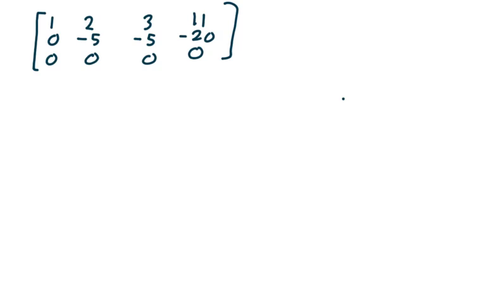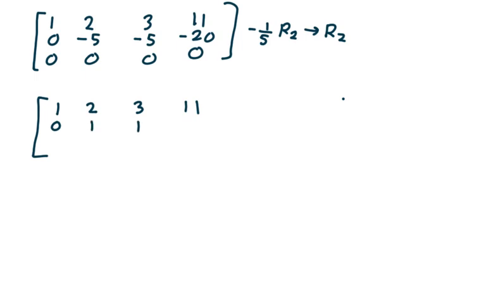Now, I'm going to take negative 1/5 row 2 and put the result back into row 2. This puts the matrix in row echelon form. But remember, we want the matrix in reduced row echelon form. So in the first row, we get 1, 2, 3, 11. In the second row, we get 0, 1, 1, 4. And in the third row, we get 0, 0, 0, 0.